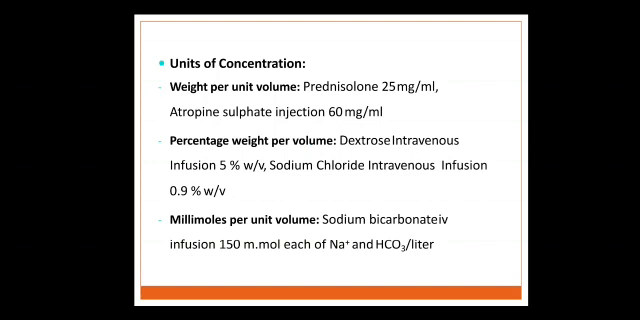Second one is the percentage weight by volume, in which dextrose intravenous infusion is given as 5% weight by volume, and sodium chloride intravenous infusion is given as 0.9% weight by volume. Third one is the millimoles per unit volume. The examples are sodium bicarbonate intravenous infusion, given as 150 millimoles each of sodium and bicarbonate per liter, and potassium chloride solution strong, 2 moles.